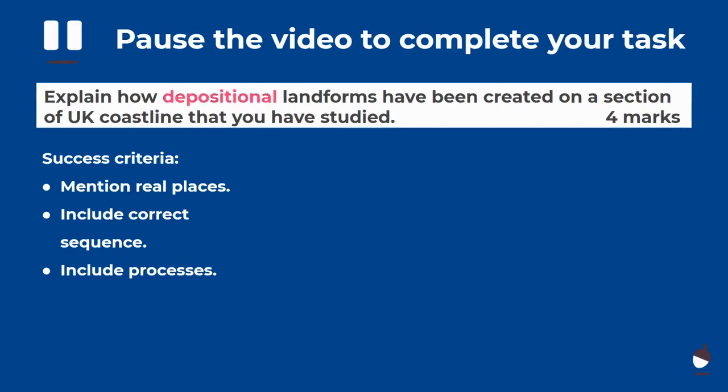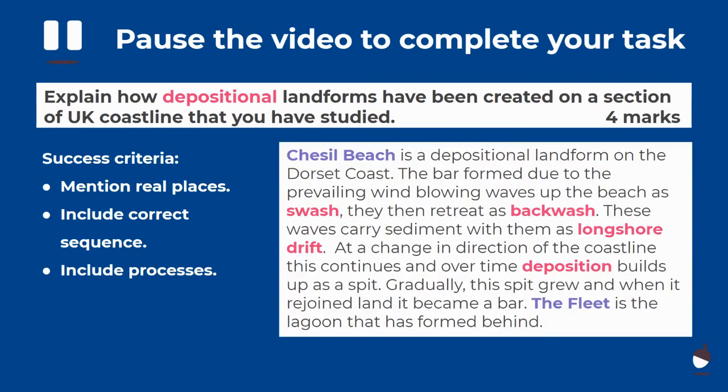But I'm going to help you out. I've just changed that question to say depositional landform so you can see what it should look like. Chesil Beach, so I've named my landform, is a depositional landform on the Dorset coast. The bar formed due to the prevailing wind blowing waves up the beach as swash. They then retreat as backwash.